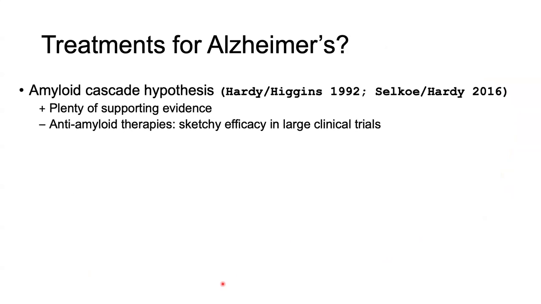The reason that we don't have any treatments, so actually I should have said the other way around, we don't understand the disease as well as we think. So how do we develop treatments? Well, there's been this amyloid cascade hypothesis around for quite some time. The pro is that there is plenty of supporting evidence. So amyloid is a misfolded protein that can clump into plaques.